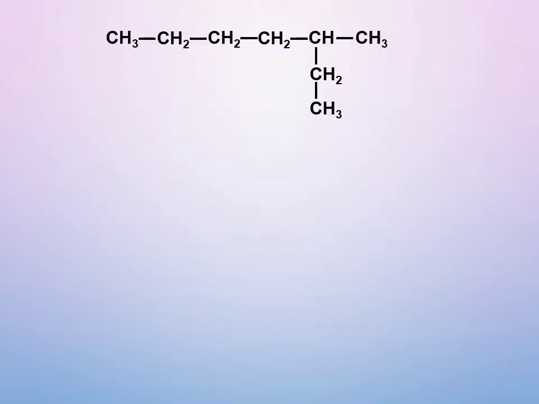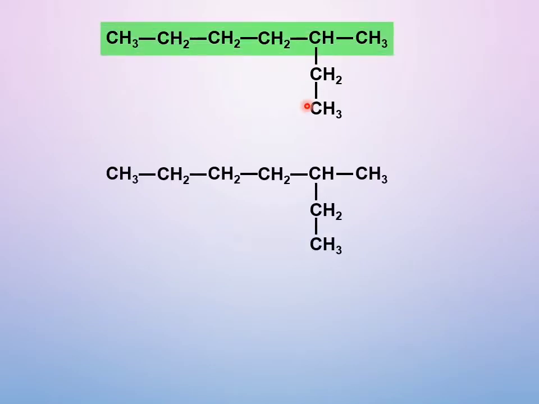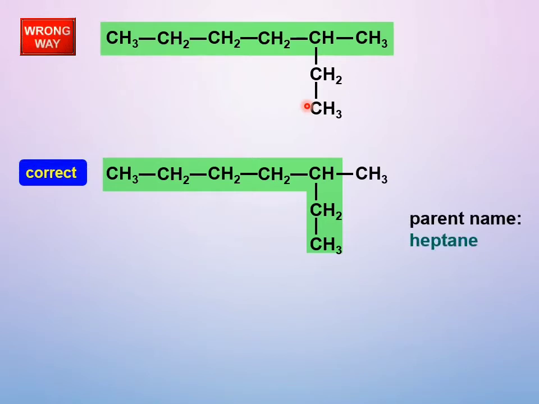So here are some examples of how to find your longest carbon chain. It doesn't matter whether it is linear or bent. So based on this compound, what is the longest carbon chain? It will be 1, 2, 3, 4, 5, 6, or 1, 2, 3, 4, 5, 6, 7. So the longest will be 7 carbons. So if you write the parent as hexane, then it will be wrong. So the parent name should be heptane because it has 7 carbons.